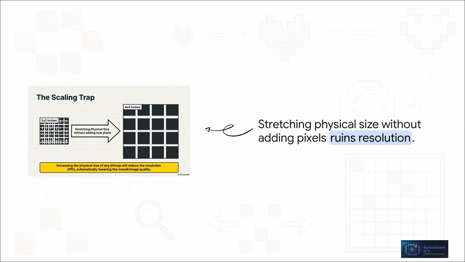If you just grab the corners and stretch the physical size of that bitmap without actually adding new data to the grid, well, the computer just stretches the existing pixels to be larger. And as we learned, larger pixels mean lower density. You're actively lowering the PPI, completely ruining the overall image quality. It's going to look just like that blurry mountain bike we just saw.